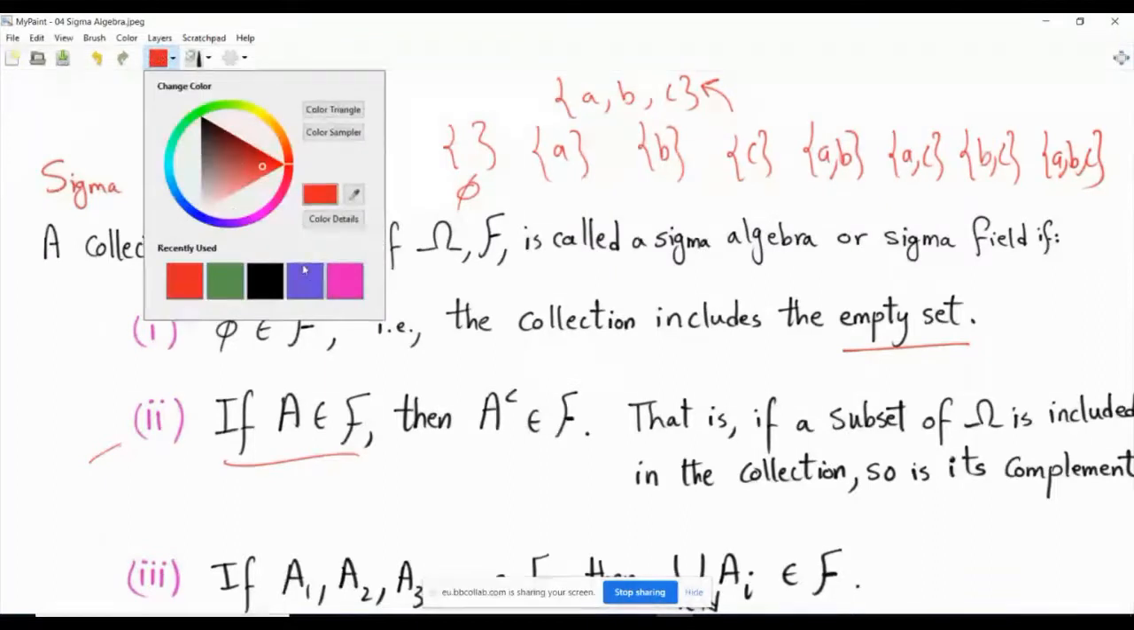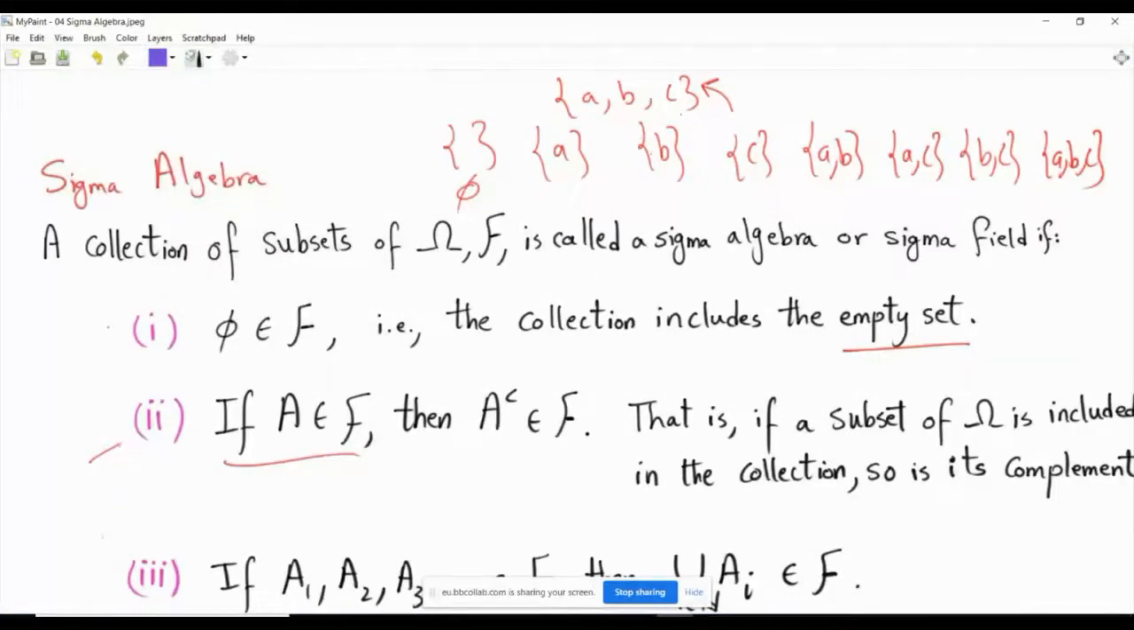So for example, if you go to our example and say, okay, I will choose B, this subset, to be part of my collection, then you are under obligation. If you are constructing a sigma algebra, you must choose the complement of this, which will be this guy here, the set containing the other elements in omega. So these two come together. In other words, if you choose one of them, you must choose the other.